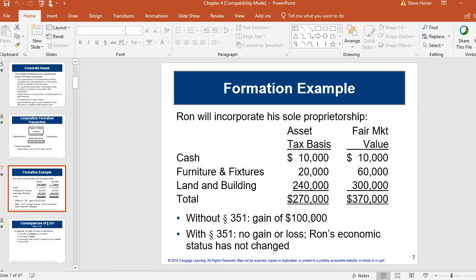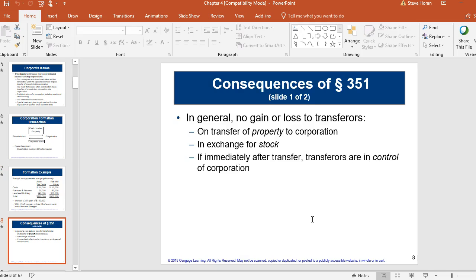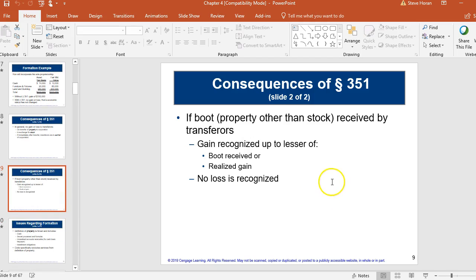So his business form is new. That doesn't change his economic status. So we're not going to tax him for a capital gain. So in general, there's no gain or loss with transfers, as long as you're receiving stock and you still have control of the corporation. Now, it might be different, though, if there's boot. So boot is property other than stock received by the transferors. Then there may be a gain. So typically cash. Recognize the gain up to the lesser of the boot received or the realized gain, but no loss can be recognized. A gain might be, but no loss.